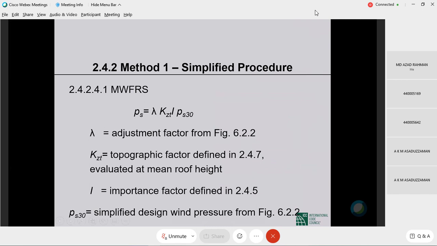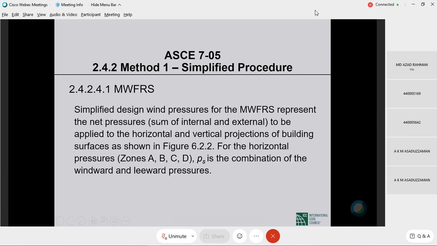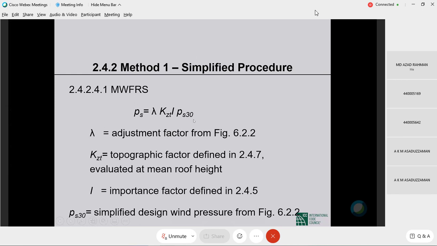So the method tells you that the pressure is equal to, actually even this stuff I'm going to skip. This P sub S30 is given directly in tables. I will take you to the table.